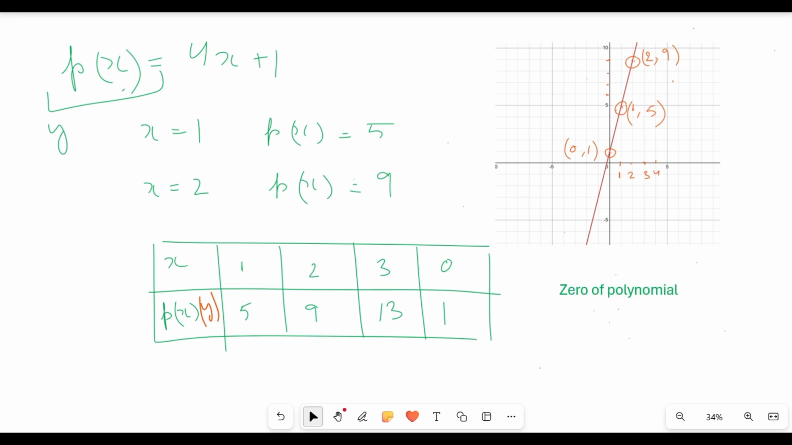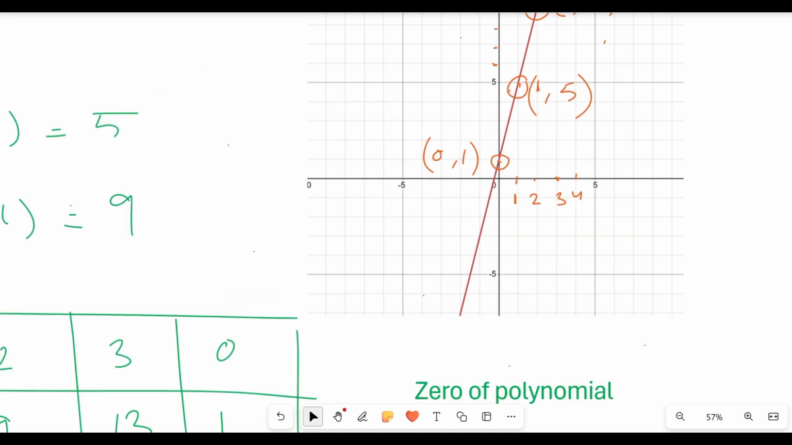So where will my y be 0? Definitely it will be 0 on the x-axis. Now here if you see, this is the point where my polynomial, my p(x), is intersecting the x-axis. So this particular value of x is the 0 of the polynomial because my y is 0. I am repeating, p(x) and y we are referring to as the same here on the graph.